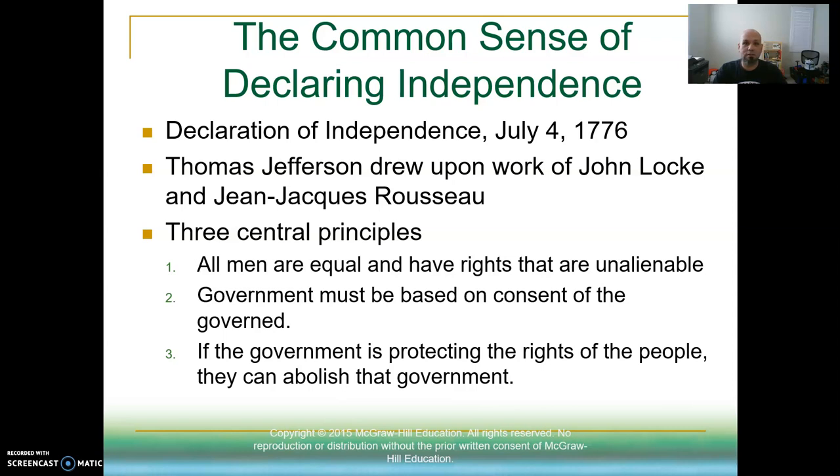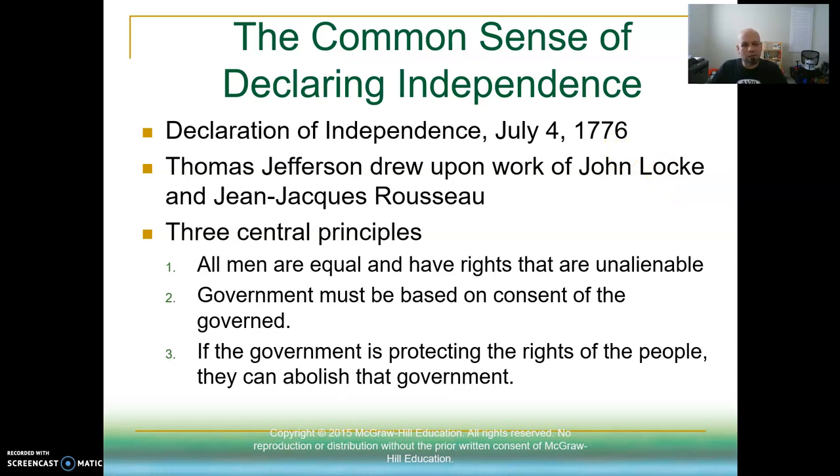All right, so declaring independence. Pretty easy. July 4th, 1776, we declare independence. Thomas Jefferson, right here, drew upon Locke and Rousseau. He liberally used their work to write the Declaration of Independence. As we can see from the three principles, all men are created equal and have rights that are unalienable. That's right from John Locke. John Locke's natural human rights: life, liberty, and property.